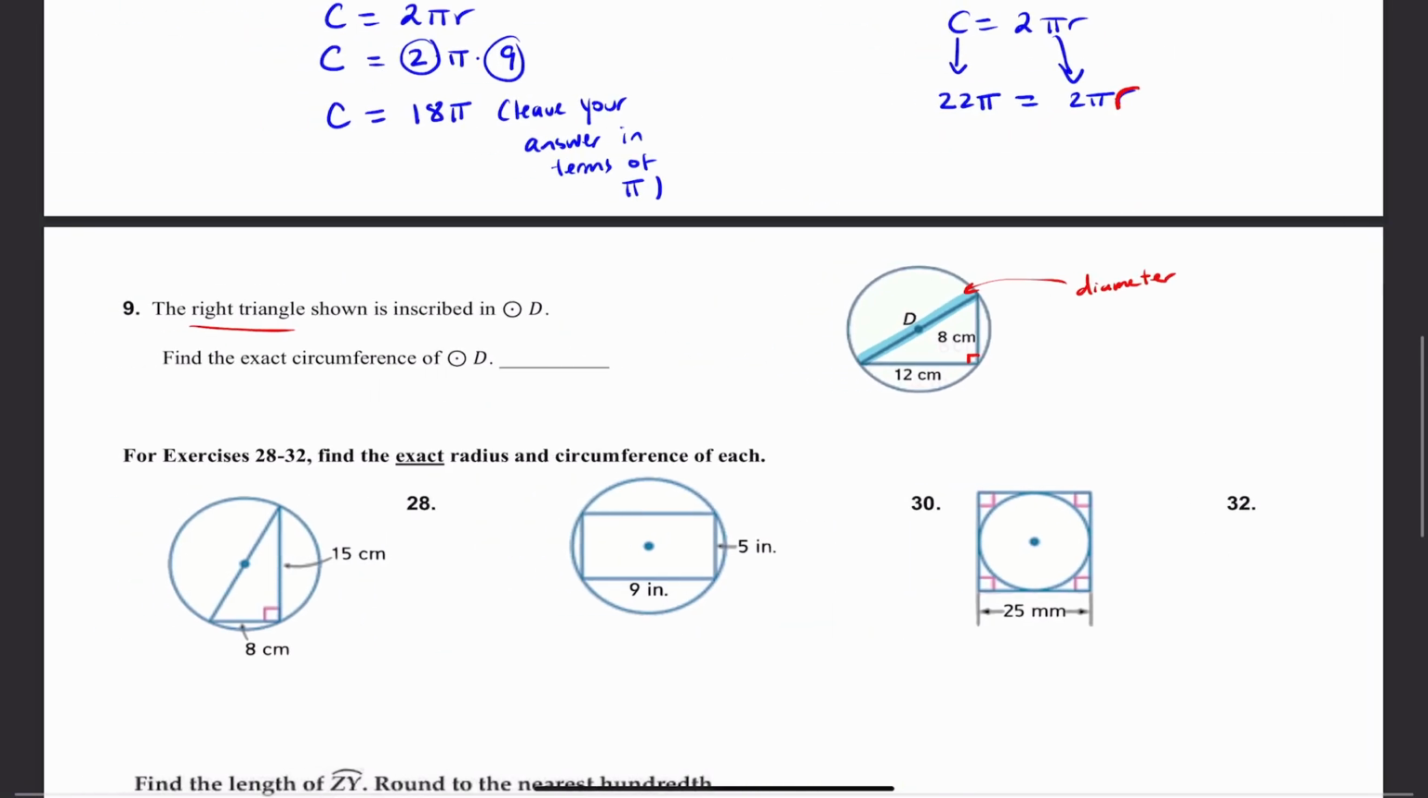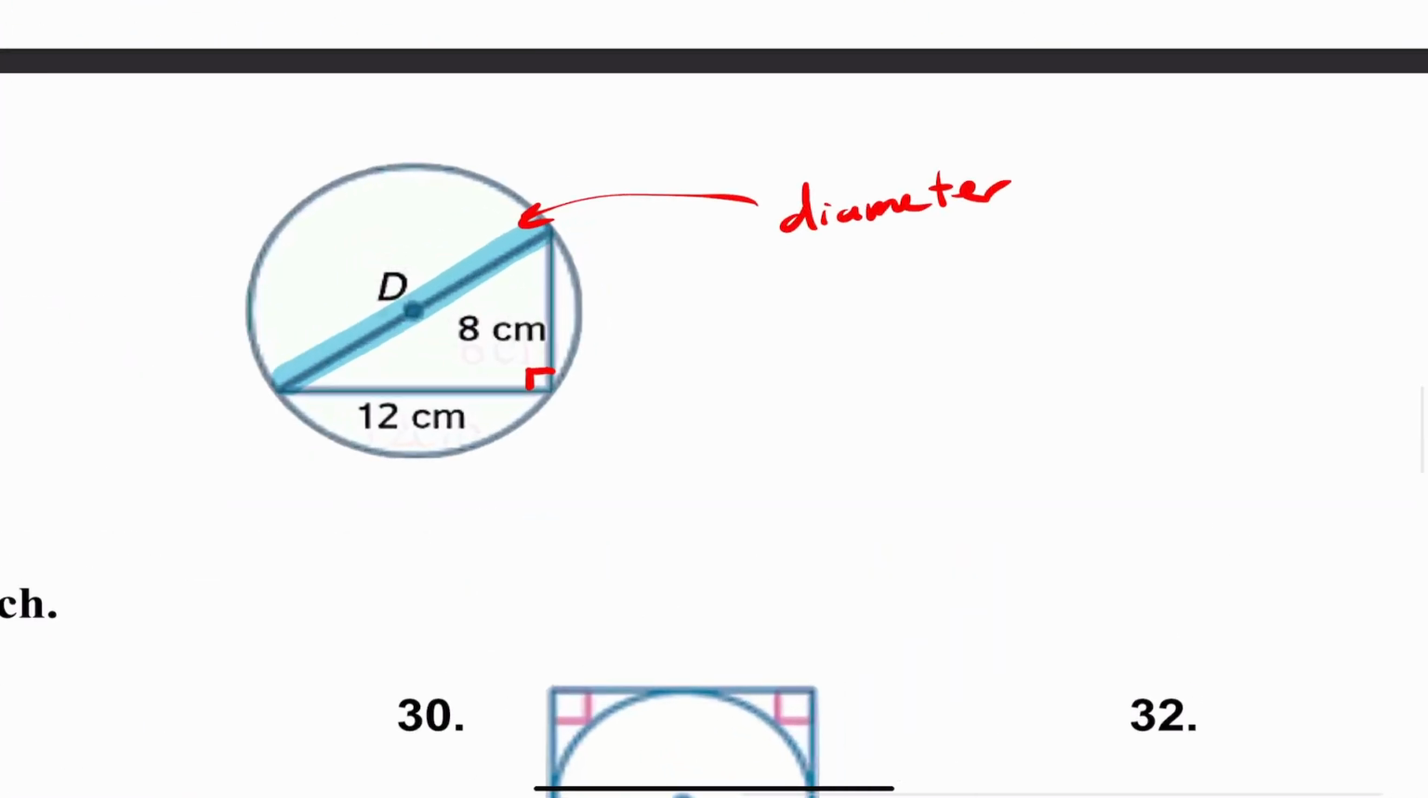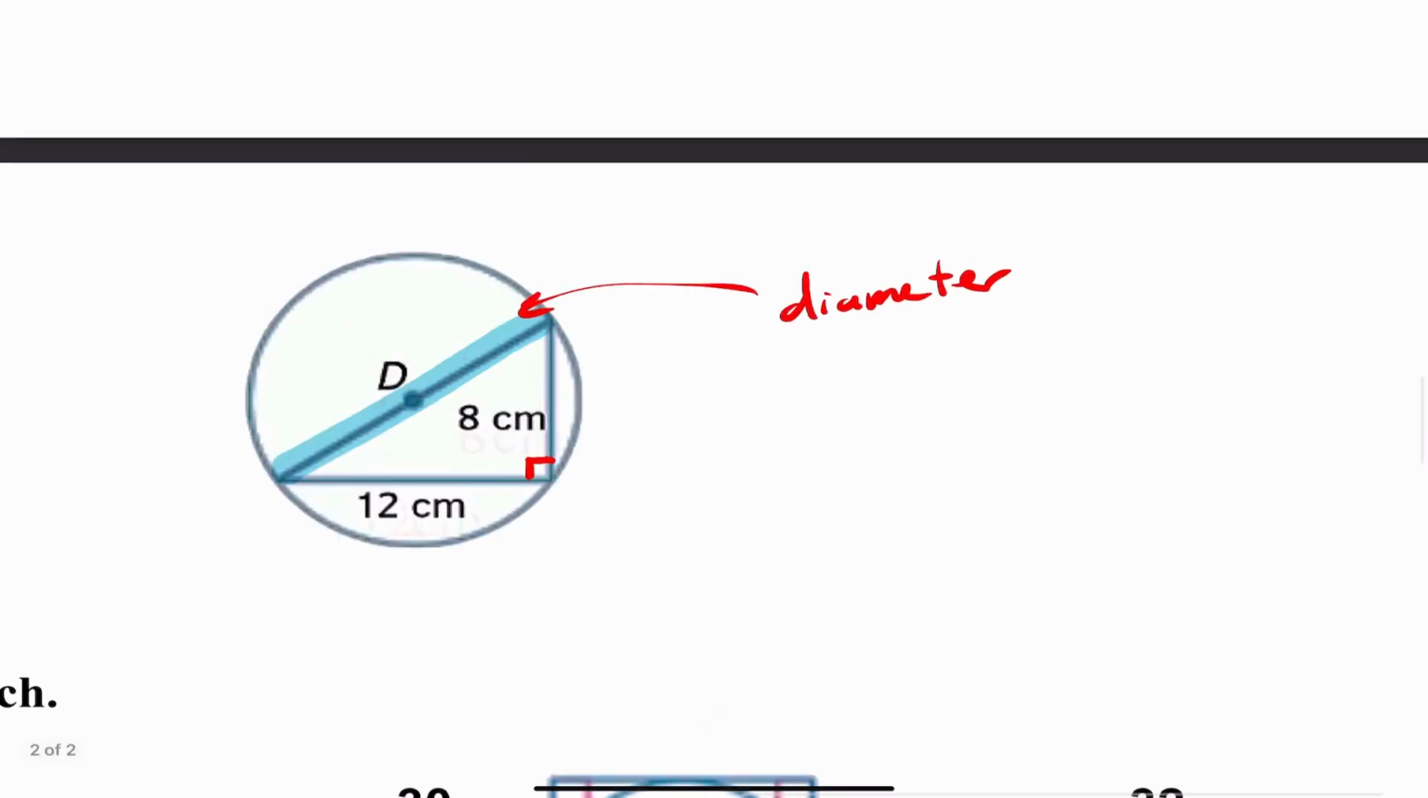All right. How do we know this is the diameter? Because, how do I know that D is the center point? Well, because it's called circle D, and to name a circle, we look at the center point. So, you got to apply the Pythagorean theorem for this one. We have a right triangle. We're given two side lengths. I'm going to call this A, and I'm going to call this B. So therefore, my diameter is going to be C, right?